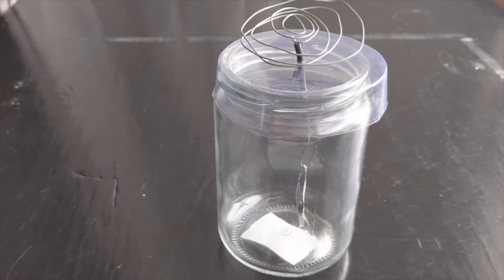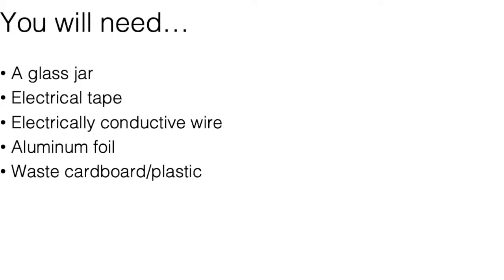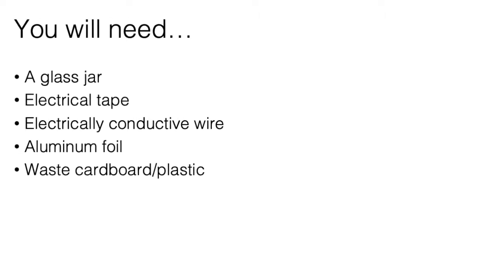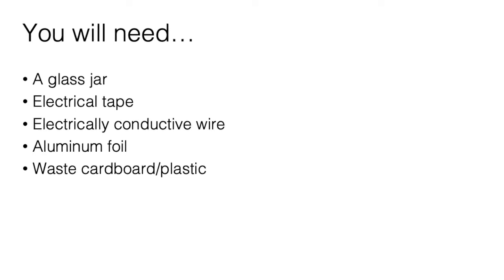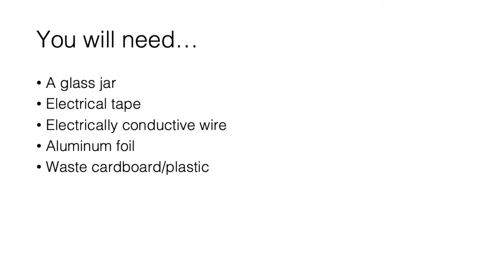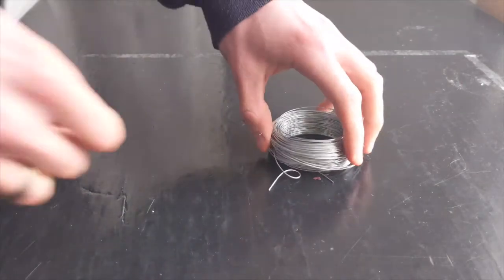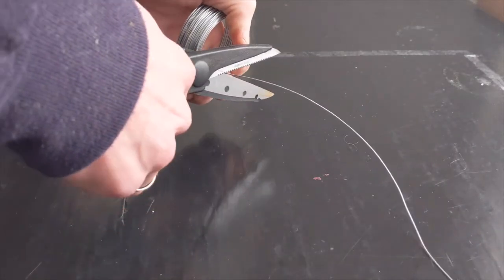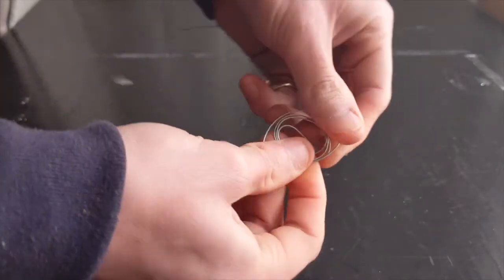Okay, so back to your experiment. To carry this out, you're going to need an electroscope, and you are going to have to build this yourself. This is really easy, and all you need is a glass jar, electrical tape, some electrically conductive wire, aluminium foil, and some waste cardboard or plastic. To begin with, get your wire and cut a piece around 30 or 40 centimeters in length. Now coil this wire, leaving about 10 centimeters that you can bend straight.